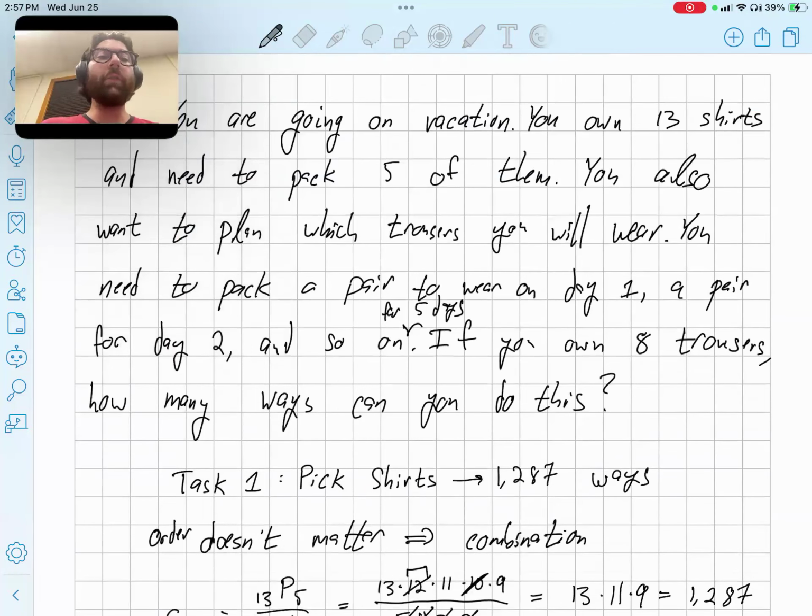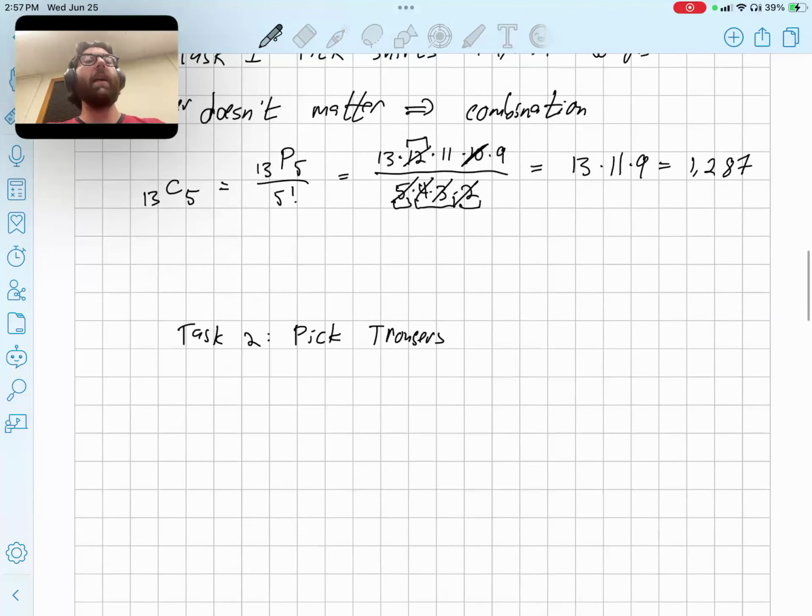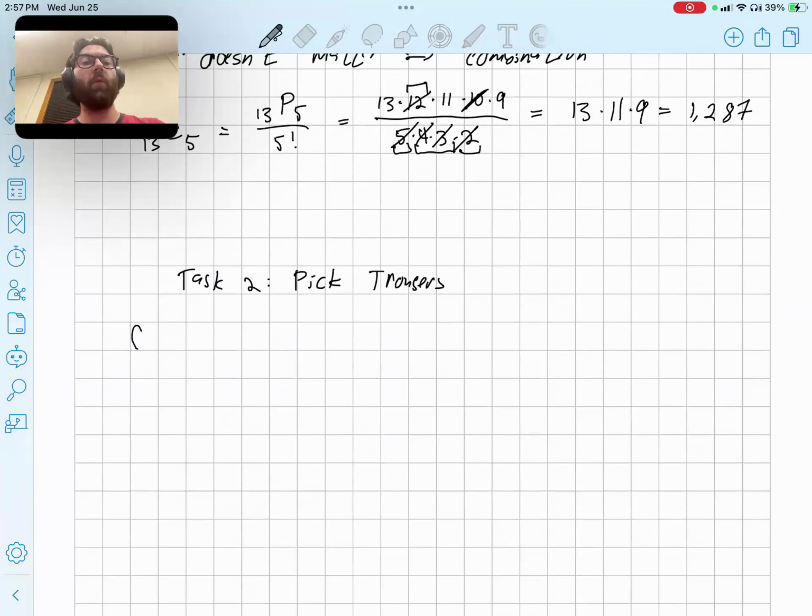Now, picking the trousers is different. You're picking one to wear on day 1, one to wear on day 2, one to wear on day 3, and so forth. So you're giving an order to this. You're saying, I will wear this one first, this one second, this one third. You're making this decision in advance. And so there's more ways to do this. So order does matter. Because again, you are picking in advance, I'm wearing this one first, this one second, and so on.